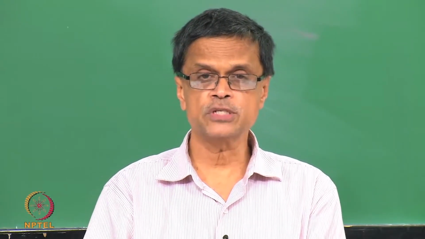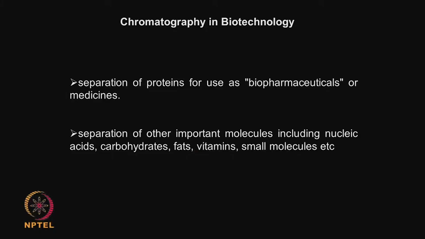So, it is used for separation of proteins, especially in biopharmaceutical industries, for medicines. It is used for isolating pure enzymes. So, it is widely used. For example, nucleic acids, carbohydrates, fats, vitamins, even small molecules can be separated using chromatography, and there are different types of chromatography like I said: ion exchange chromatography, size exclusion chromatography, and then reverse phase chromatography and so on. So, we will talk about each one of them and we will also look at some problems involved in chromatography.